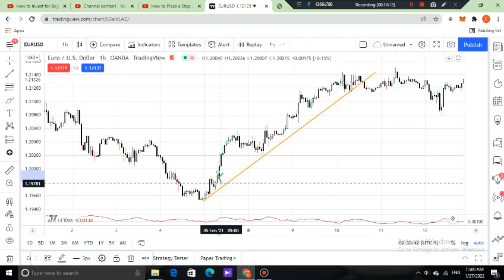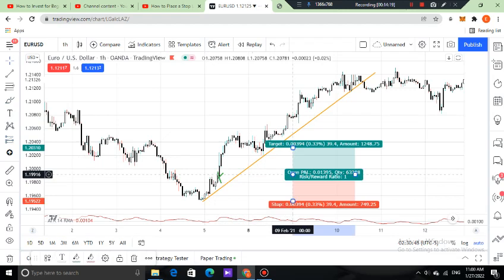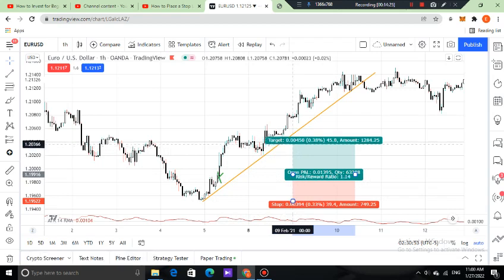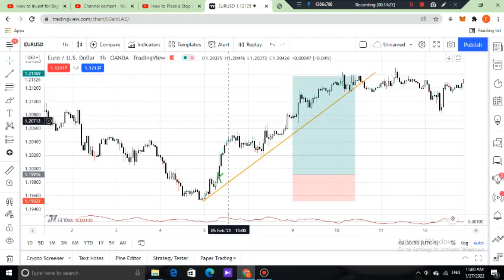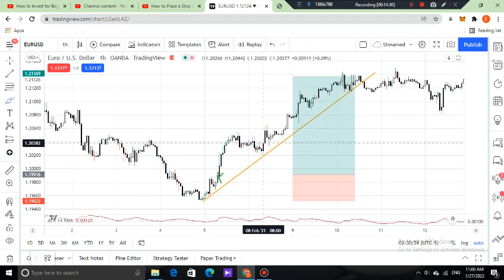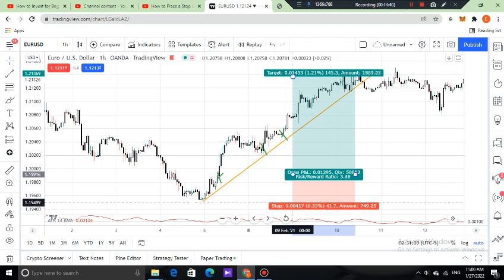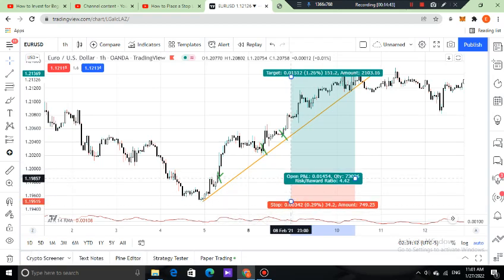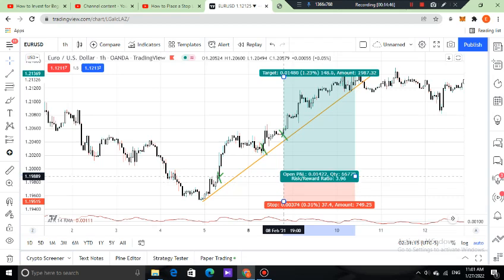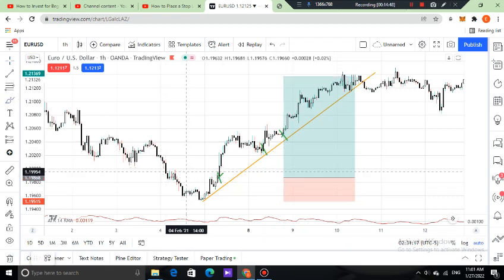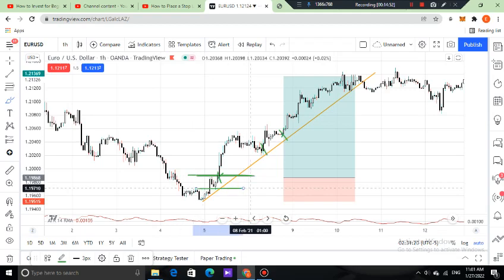When you enter the position at this point and consider this as your entry point, this is your stop loss, and this one as your target. When you add to your position at these pullbacks, you actually lower your entry point from this price to this price.